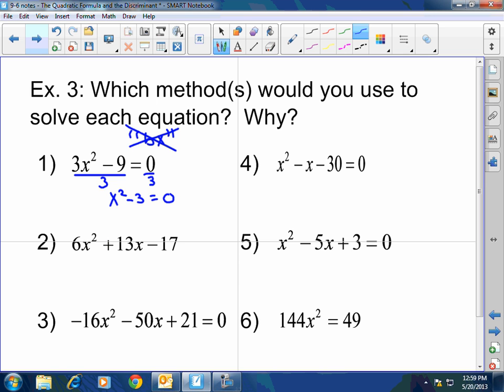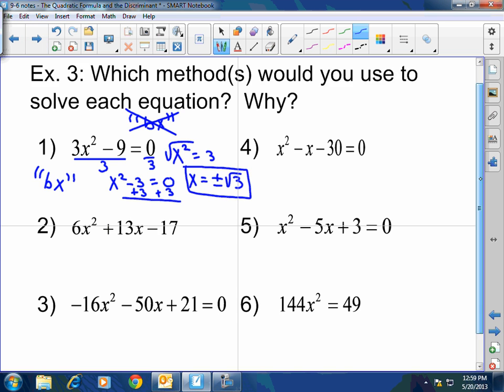So I'm going to go ahead and use the square root method. I'm going to add 3 to both sides. So it's going to give me x squared equals 3, square root both sides, x equals plus or minus the square root of 3. Those are my solutions, and I did it by square root method because I did not have a bx value.